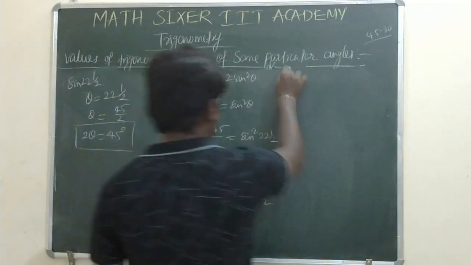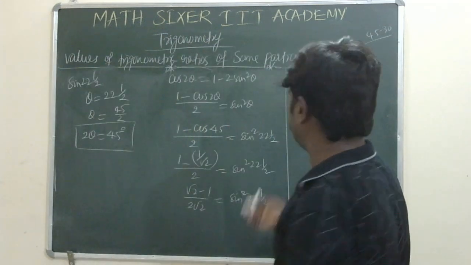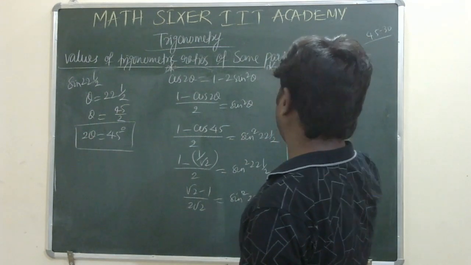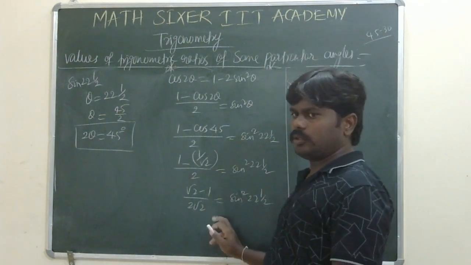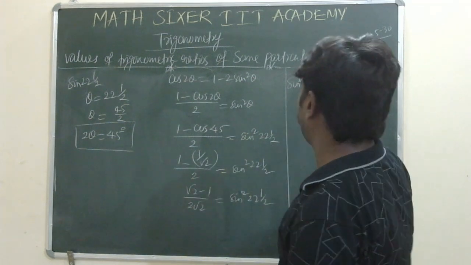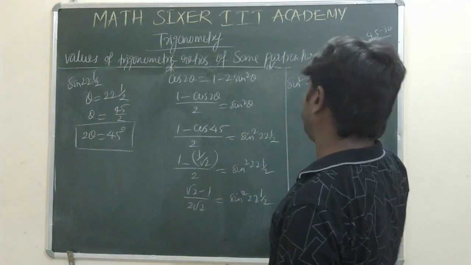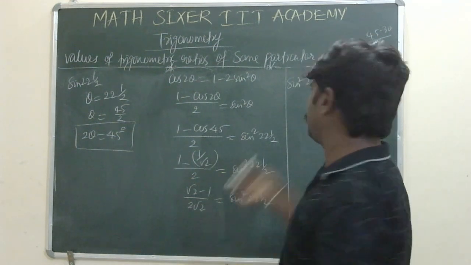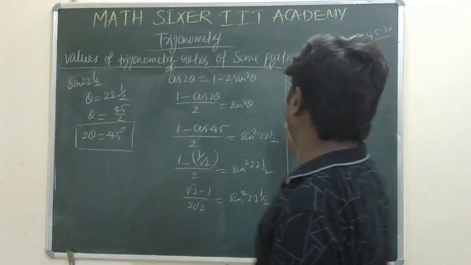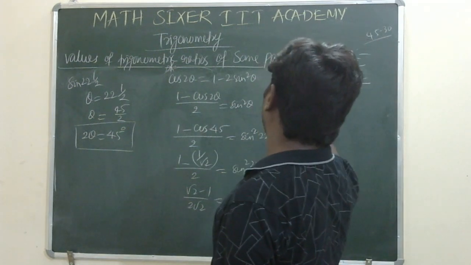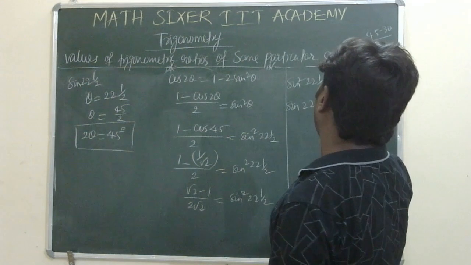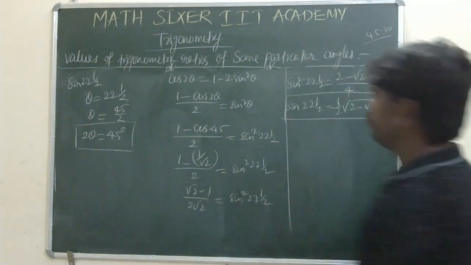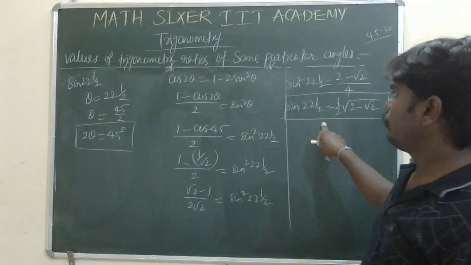Otherwise, first I will do one thing. Sin square 22 by 2 is equals to what? Here I am multiplying and dividing with root 2. So hence here root 2 into root 2 becomes 2 minus root 2 divided by here 2 into root 2 into root 2 becomes 2 again. So 2 2s are 4. So now here I can write sin 22 by 2 is equals to what? 1 by 2 into square root of 2 minus root 2. Okay, so this is the sin 22 by 2 value.